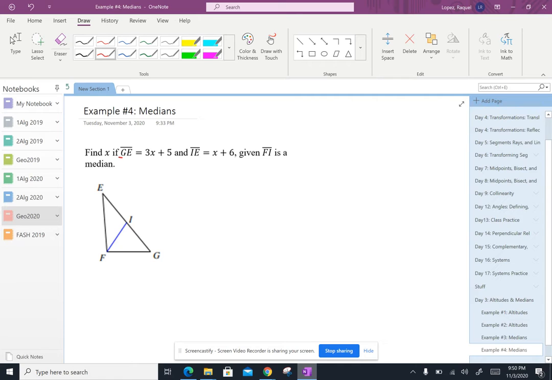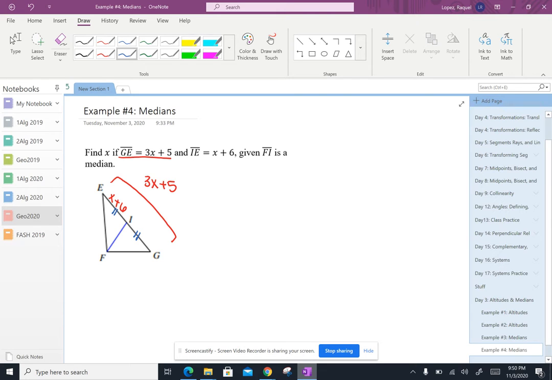So they tell us that segment GE measures 3x plus 5. So this whole thing measures 3x plus 5. And then they tell us that IE measures x plus 6. So I'm going to go ahead and label this as x plus 6. Oh, and then they tell us that FI is a median. So here is FI. That's your median. So that means it cuts that other side in half. It bisects it. So I'm going to mark that as congruent.